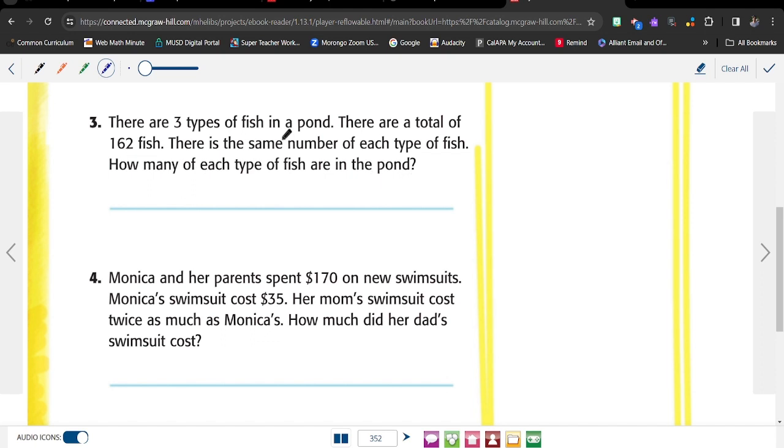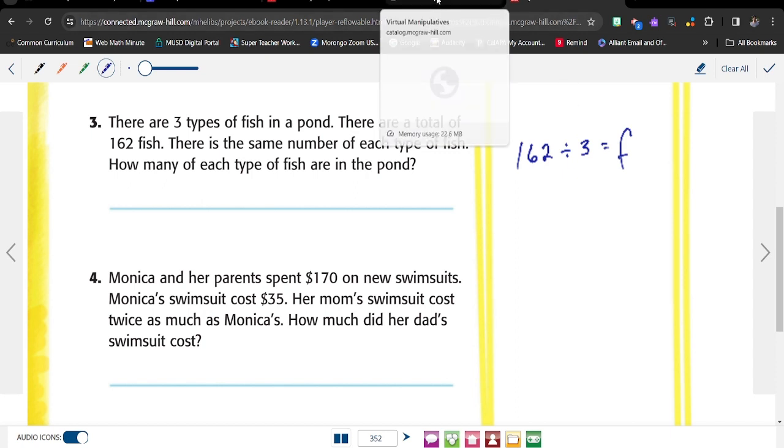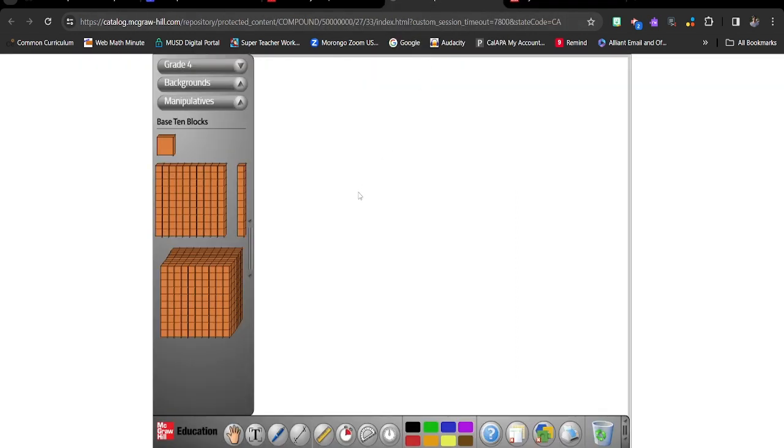We know we have 162 fish, 3 types of fish. So that's going to be 162 for our total, divided into 3 equal groups. So 162 divided by 3 equals, we'll just say F for fish. We'll use a variable there. 162 divided by 3 equals F. Now, since this lesson was all about using manipulatives and blocks, we're going to go over to our manipulatives here. And to model 162 divided by 3, here's what we're going to do.